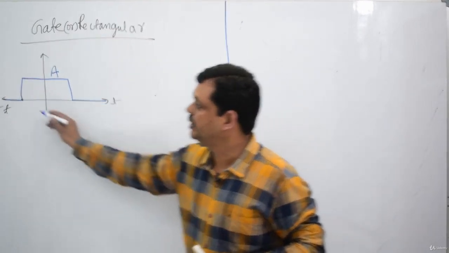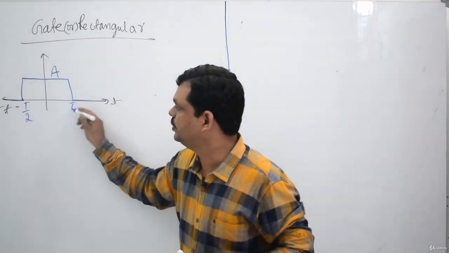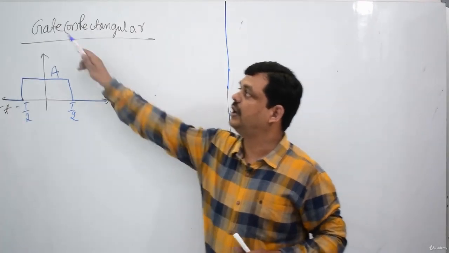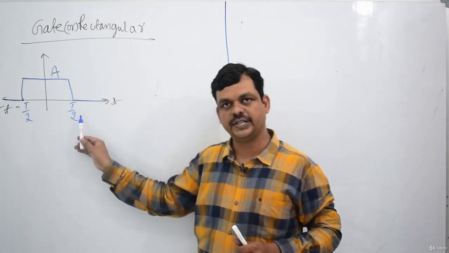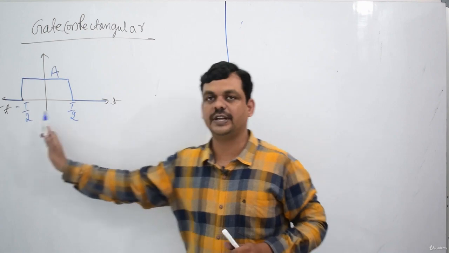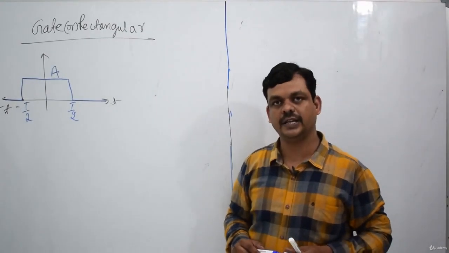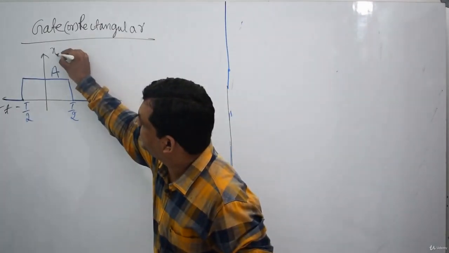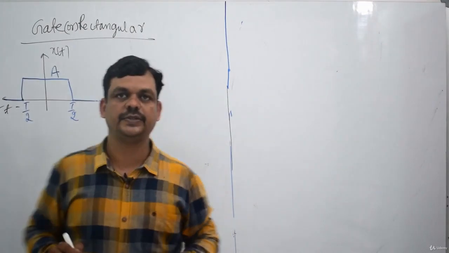So gate function. These time limits are from minus t by 2 to plus t by 2. So the rectangular function or gate function explains time is from minus t by 2 to plus t by 2. It has constant amplitude A, and for the remaining time period, it is not defined. This signal is rectangular signal or gate signal. This representation is graphical representation. Now we require functional representation also.